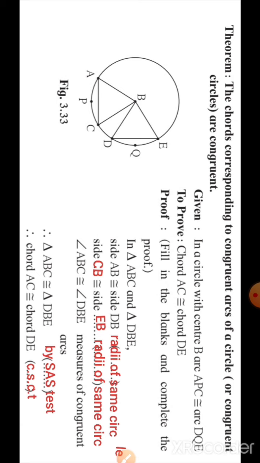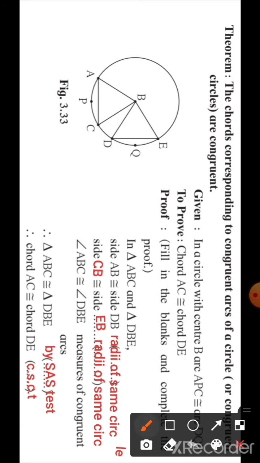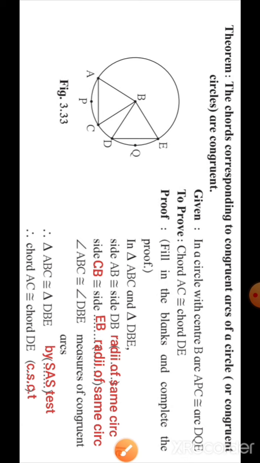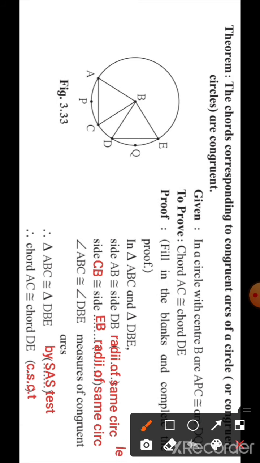The statement of the theorem is: the chords corresponding to congruent arcs of a circle or congruent circles are congruent. Given: in a circle with center B, arc APC is congruent to arc DQE. We have to prove that chord AC is congruent to chord DE.